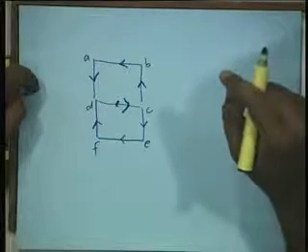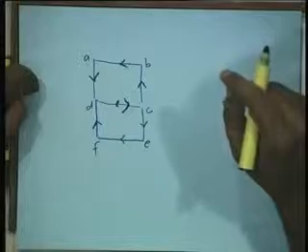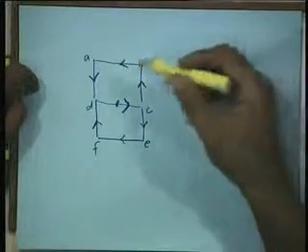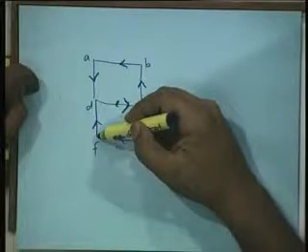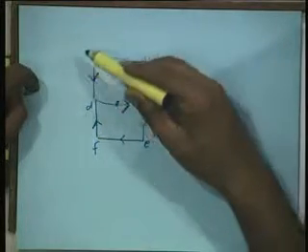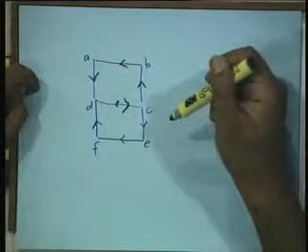Is there a path between A and F? Sorry, is there a path from A to F? Yes. A and F. There is also a path from F to A, going like this. So this graph is also strongly connected.